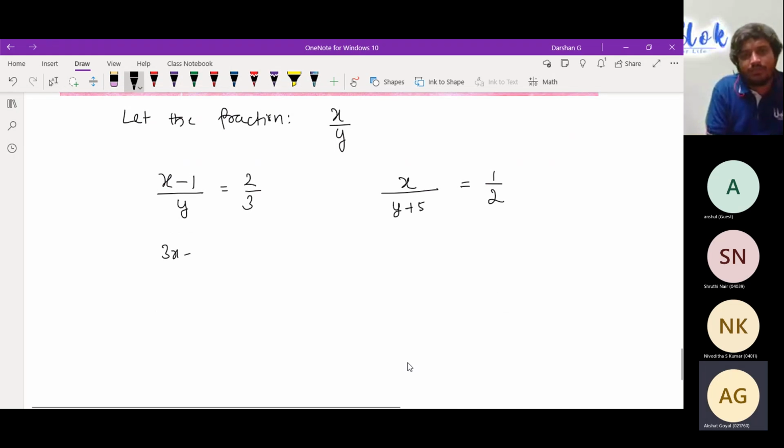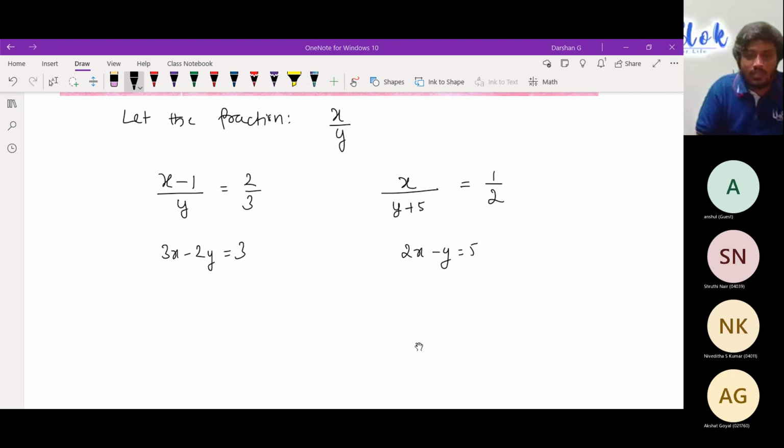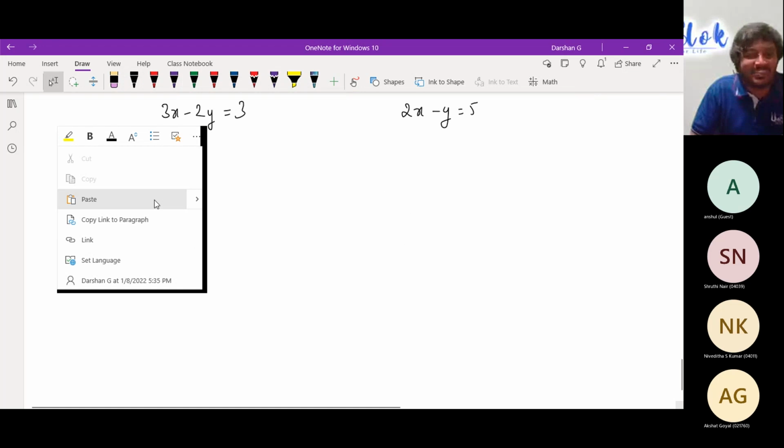3x minus 2y is equal to 3. Next equation: 2x minus y is equal to 5. Very good. Is this right, Shruti and Nivedita? Yes, sir, I think so. Okay, think so? That is not allowed. You have to tell yes or no. There is no in between answers.